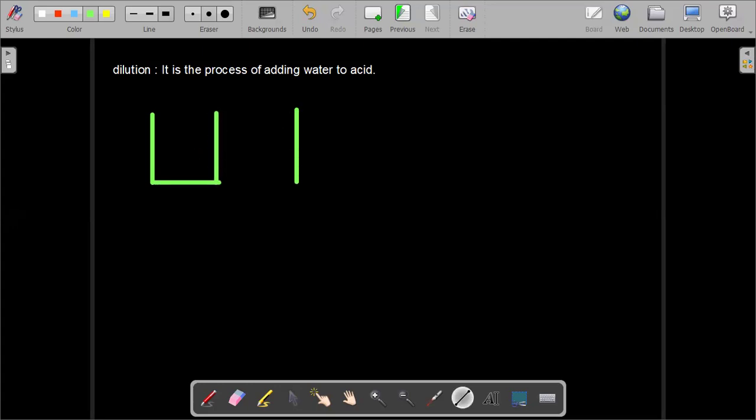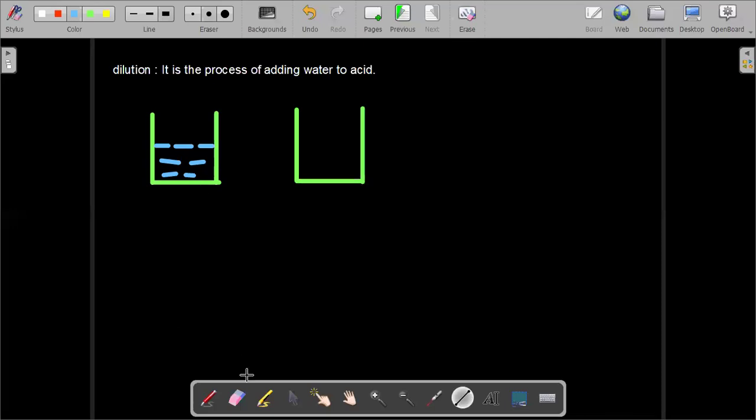Acid to water, sir. Acid to water. So how do we add acid to water? Can we directly add the acid to water? No, sir. So what is the process? How do we add it? How do we add acid to water? Sir, we add it in a very little amount.